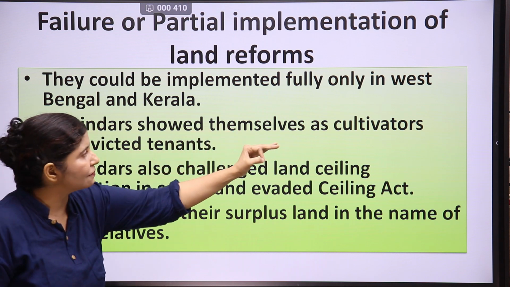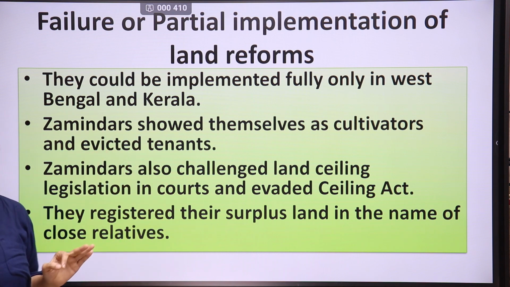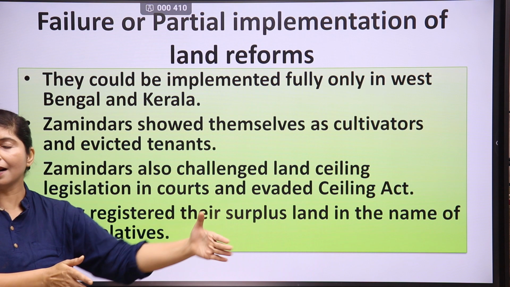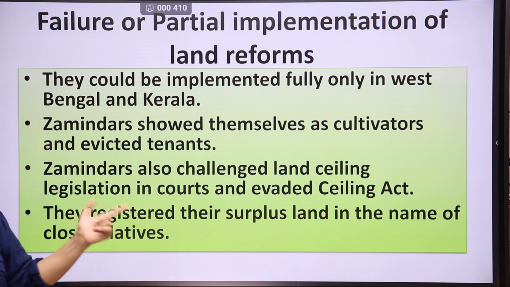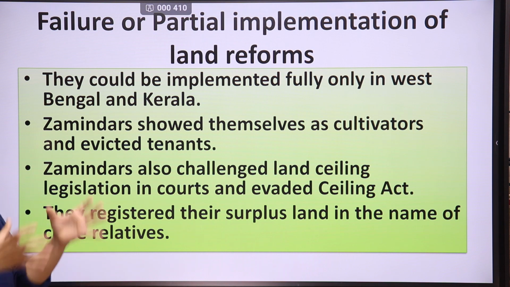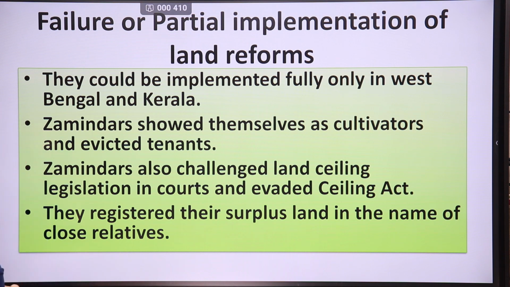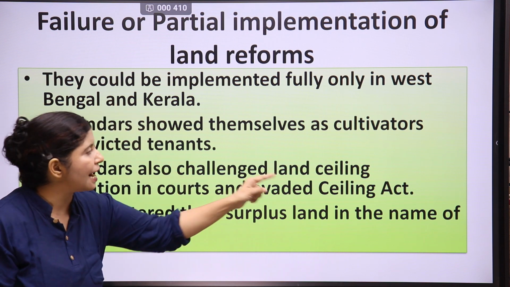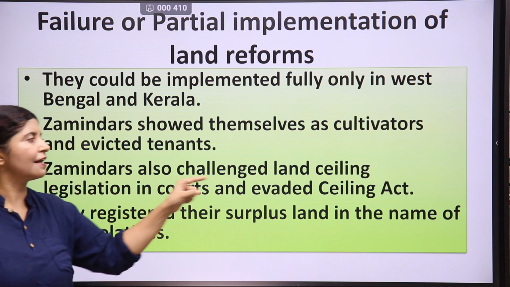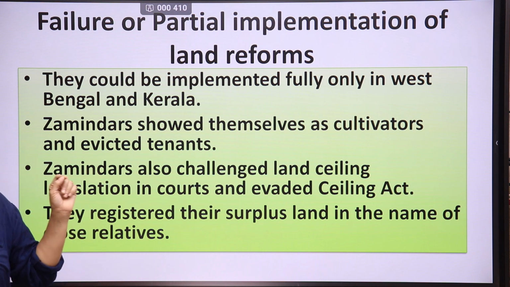Zamindars showed themselves as cultivators and evicted tenants. Now, zamindars, what was the rule? That if you are not cultivating your land, that land would be taken away from you. But zamindars, through fraudulent practices or illegal papers, showed themselves as cultivators and evicted, threw away those tenants from those lands, took back the rights of land which were given to the tenants by the government. Then zamindars also challenged land ceiling legislation in courts and evaded the Ceiling Act. So the Ceiling Act, which was passed by the Government of India, was also evaded.